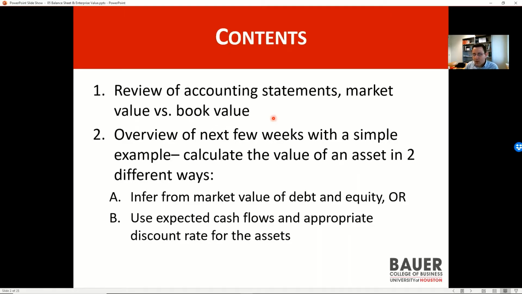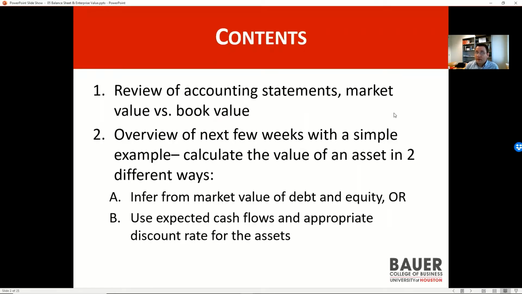That's different than what we care about in finance. We care about the market values. We care about how much you're willing to pay for stuff, right? How much investors are willing to pay for pieces of the company. That's going to be different than what the accountants are putting down when they do historical cost accounting, the book value of stuff. So we're going to talk about that difference. Then we're going to do some examples.